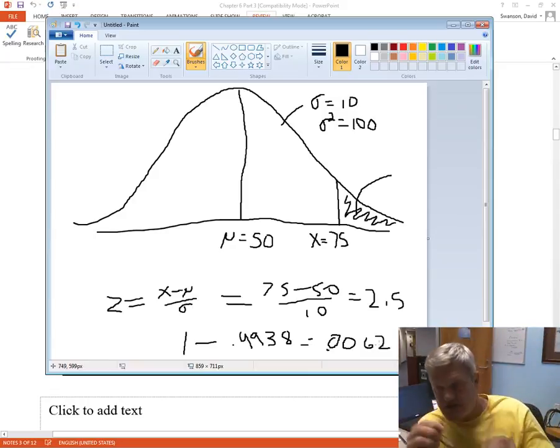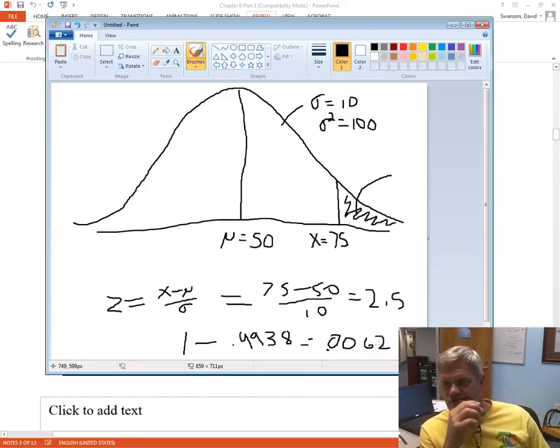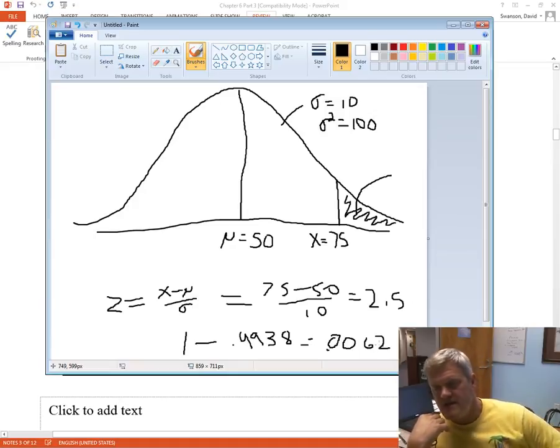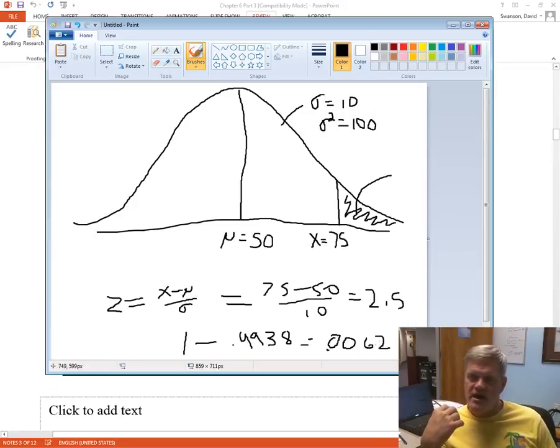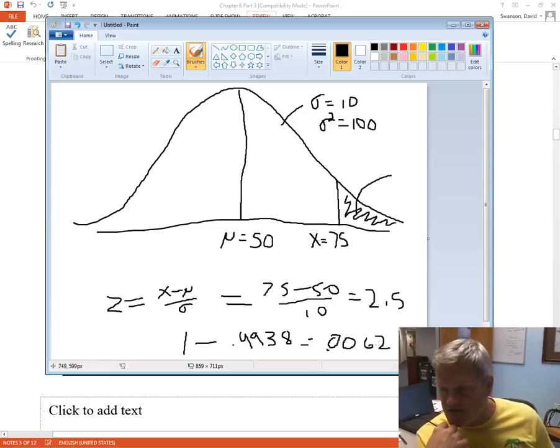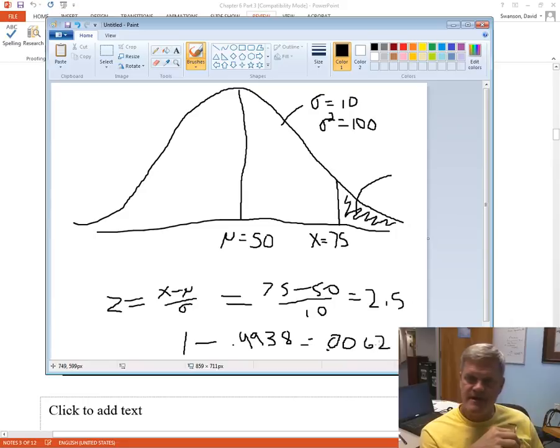So just to revisit all of that, if we go out and count elephants in our barn and we have an average of 50 with a standard deviation of 10, what is the probability we're ever going to have over 75 elephants, and therefore we'll have elephants chained out in the backyard? The probability of that happening is 0.62%. So that's how you do these kinds of probabilities.